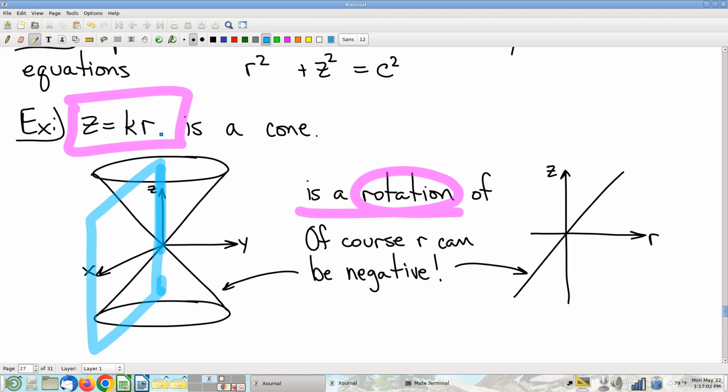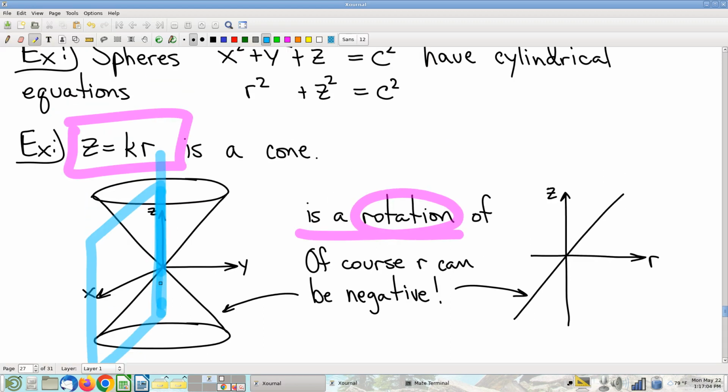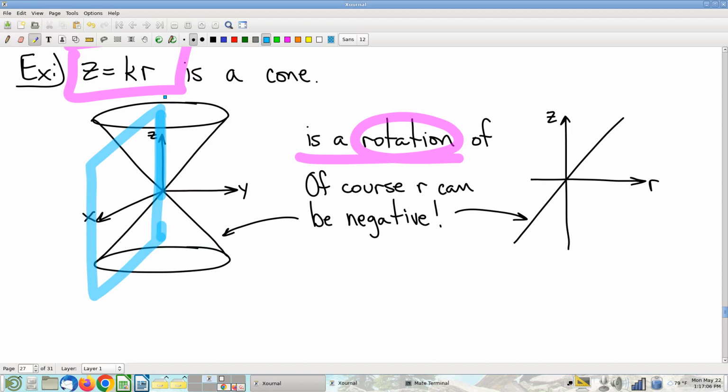whatever theta slice, oh gosh, sorry, my elbow does that sometimes. I apologize. It's very jarring.